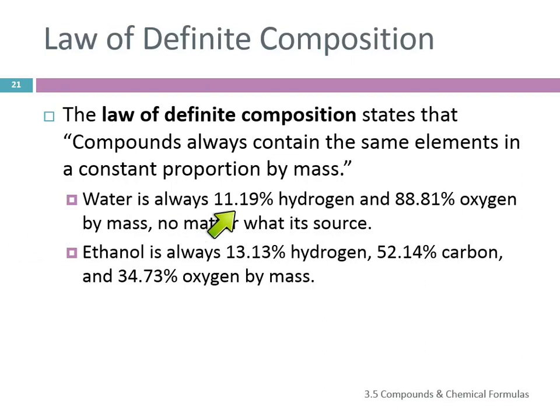It'll be 11.19% hydrogen, 88.81% oxygen by mass. That's what the law of constant composition, or definite composition, says. Ethanol always has these percentages of hydrogen, carbon, and oxygen. So compounds always have the same composition by mass.